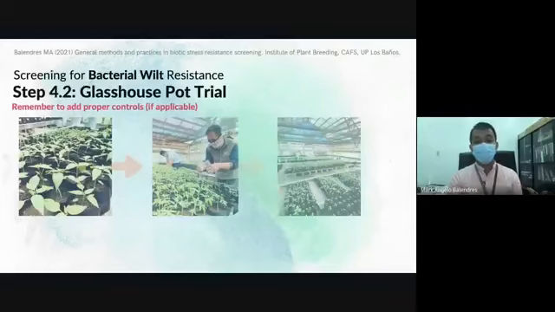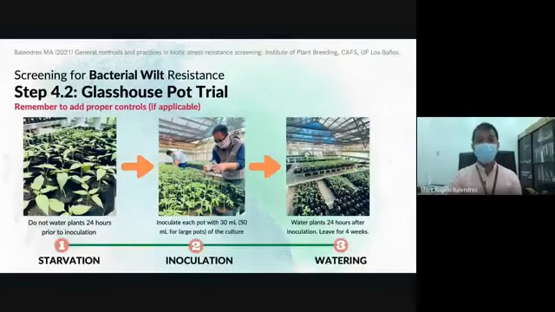The second method, which is the most common, is the glasshouse spot trial. Here, you prepare a 3-week-old or 3 to 5 leaf stages of your plant, depending on your lines or varieties. Before you inoculate, you make sure that you don't water the plants 24 to 48 hours prior to inoculation. For small pots, you could add 30 ml of suspension.